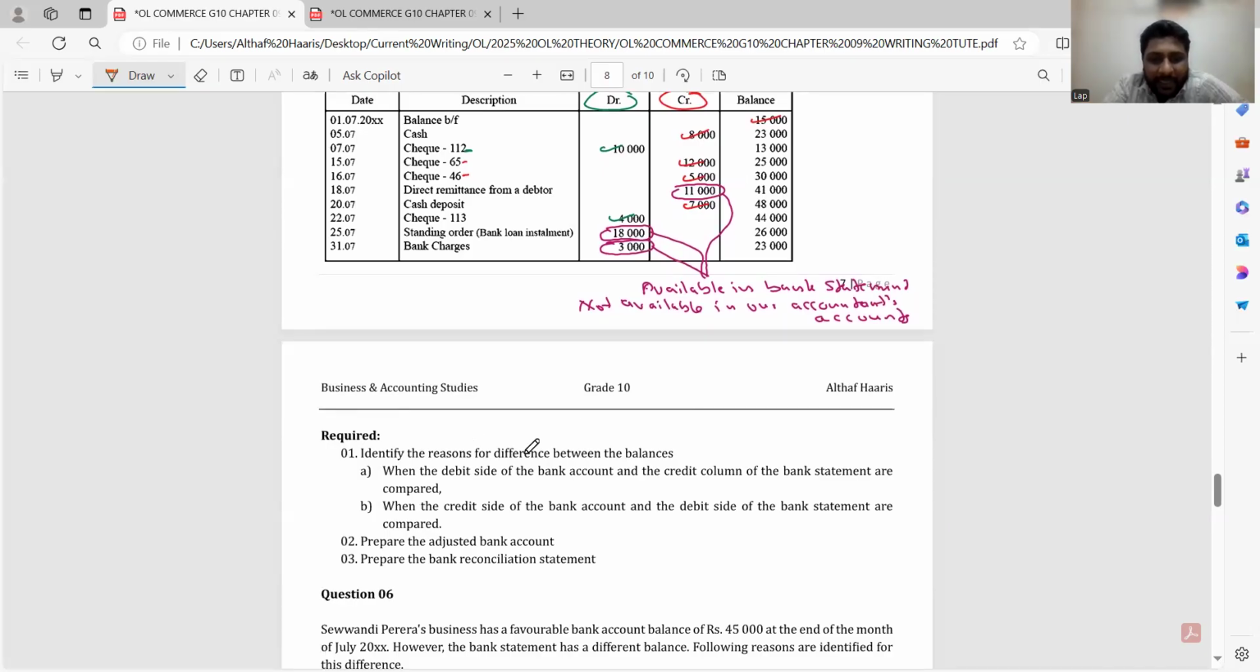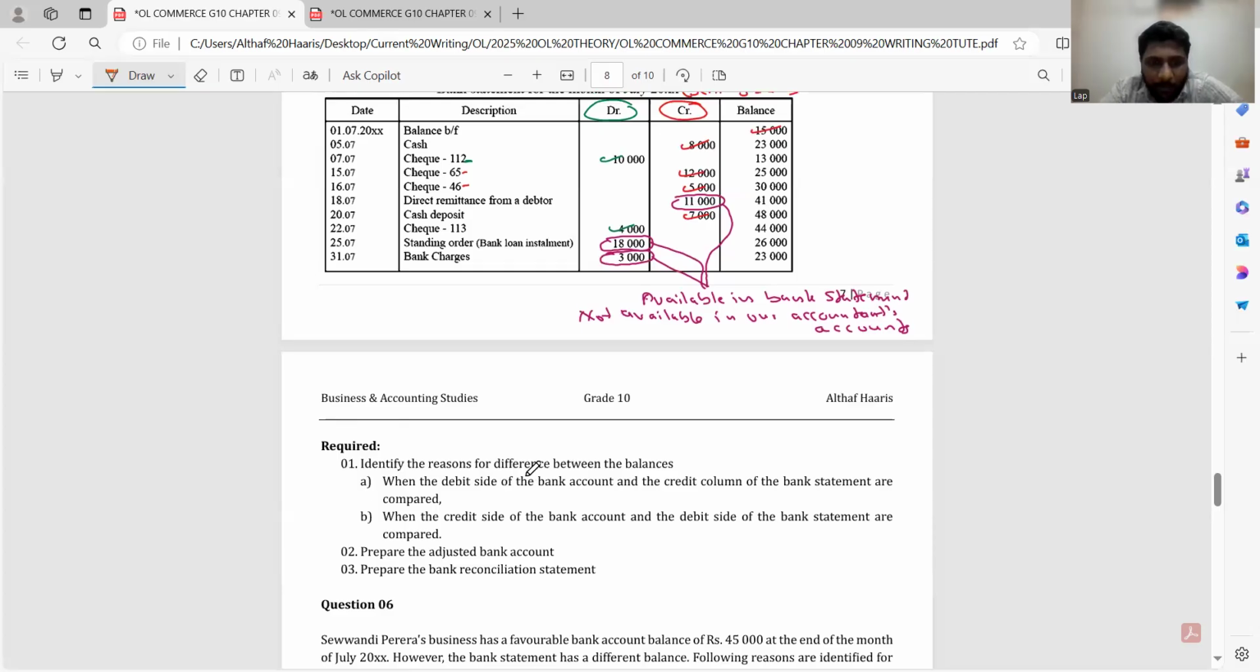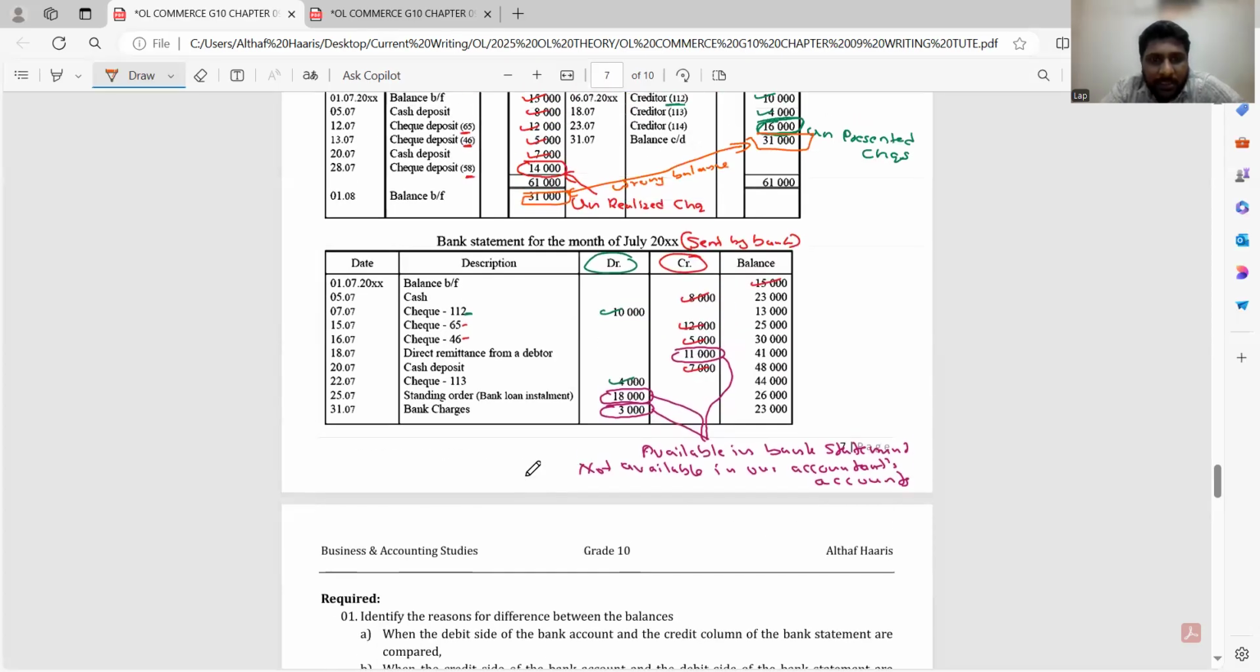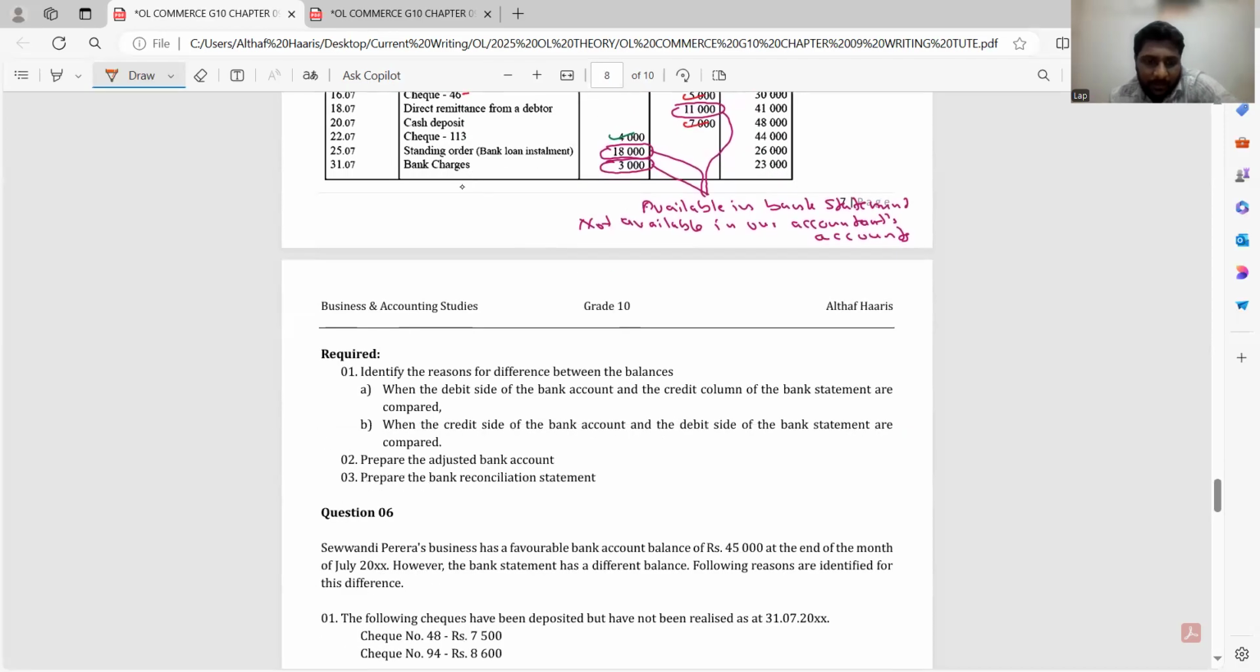So identify the reasons for the difference in the balances when the debit side of the bank account and the credit column of the bank statement are compared. So you write down, people, here. Check number 58 is missing. So we'll write it separately, properly.